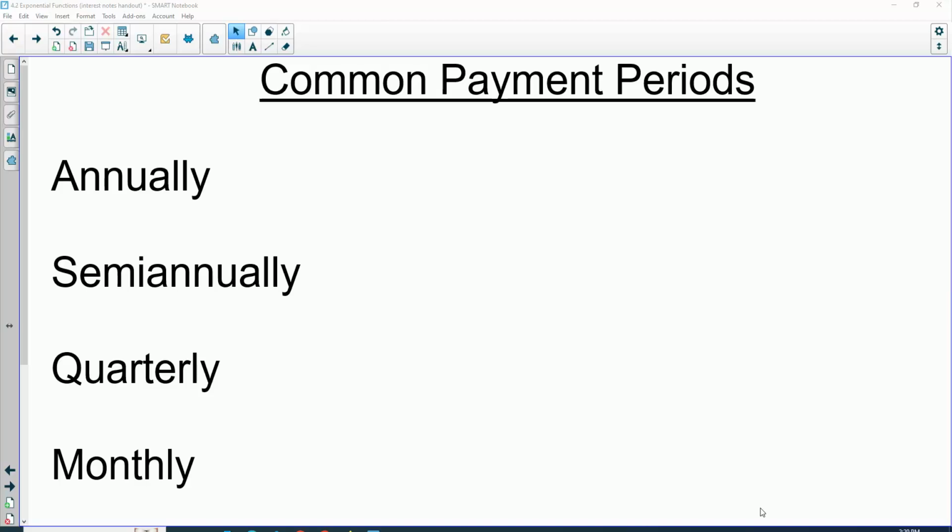Although you don't come across simple interest very often, it's usually compound interest, so we need to take a look at that.